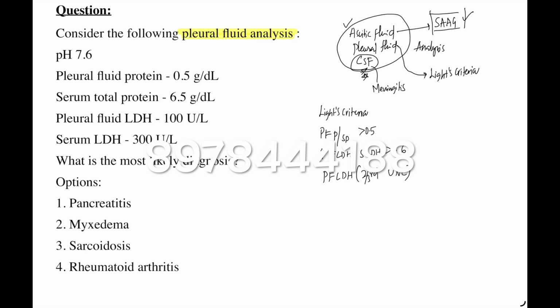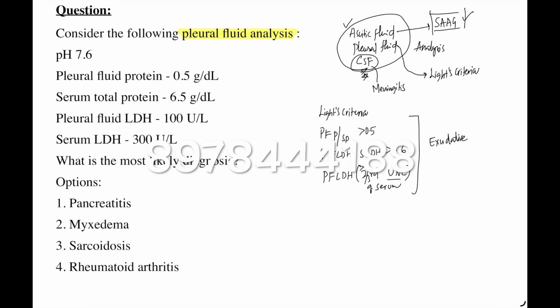You don't have serum LDH values per se, but the pleural fluid value in comparison to the normal value, if it is more than 2/3 the upper normal limit of serum. So if at least one of the given criteria is met, it is exudative pleural effusion. Now there are two steps in this particular question.